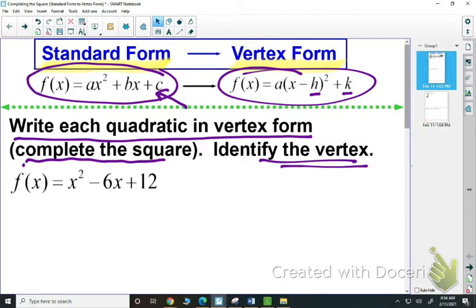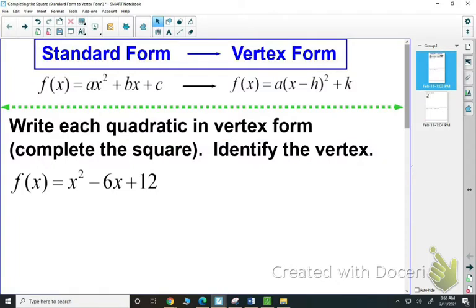Okay, I highly recommend you take notes in your notebook. If we were in person, you would be writing this down in your notebook, so I highly recommend doing that. And then there will be a worksheet. Today there are a total of 10 problems. You're going to do the same thing: write it in vertex form and identify the vertex.